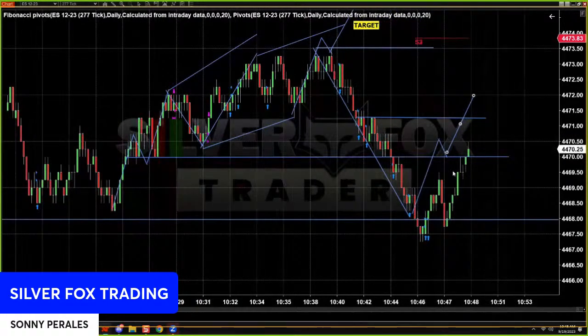Okay, guys, this is going to push. Here's the bounce right there. This is where you go long at 70. So there's probably going to be a retracement before you go long. Just to let you guys know.